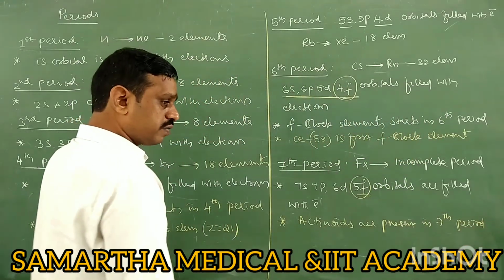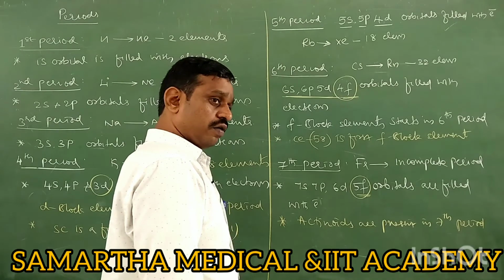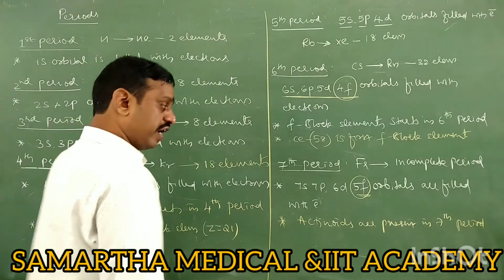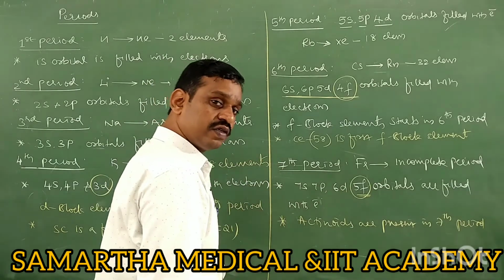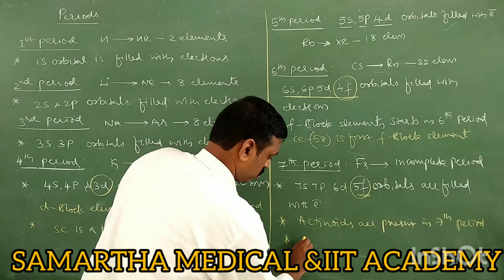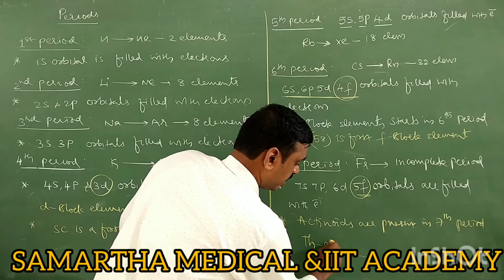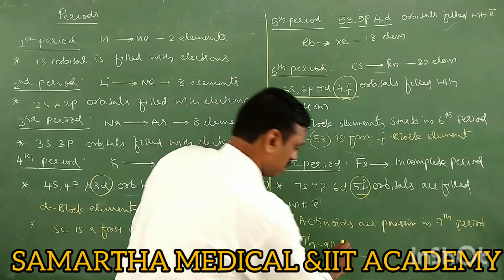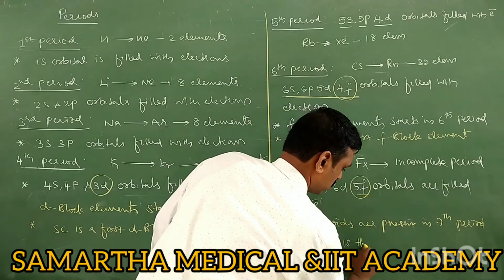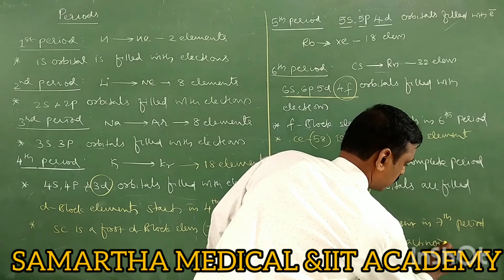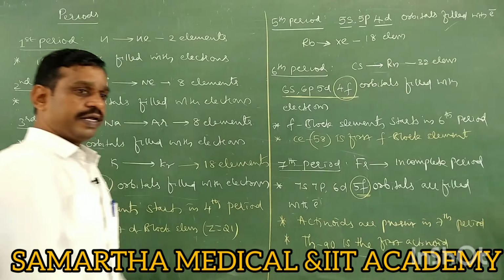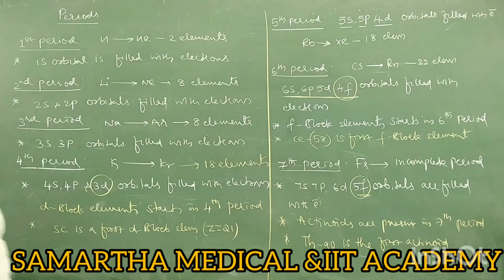Okay, can you tell me which is the first actinide in the seventh period? Thorium, right? So Th, thorium, atomic number 90, is the first actinide in the seventh period. Okay, so this is about periods.